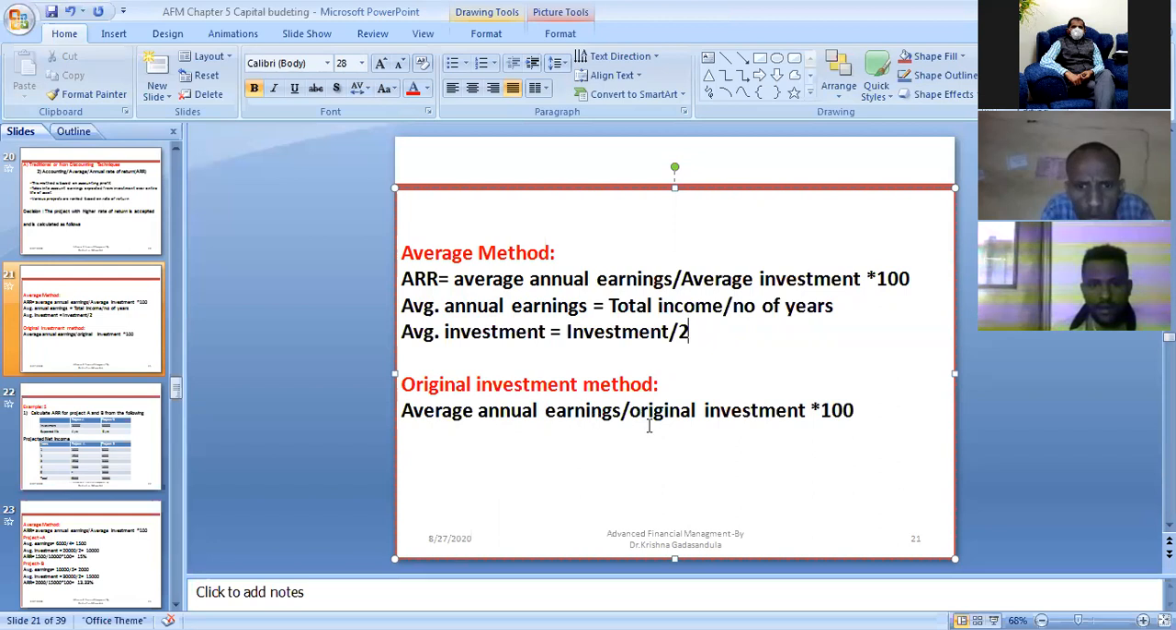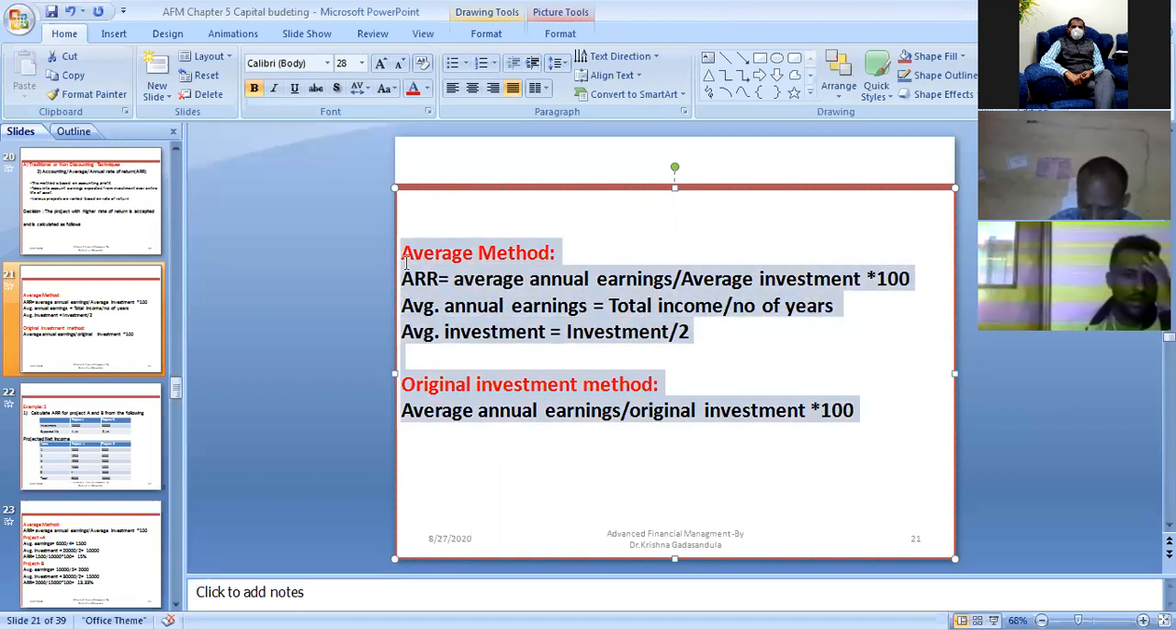The original investment method is not required, just follow this formula. That's enough. Another formula is also there: you can take average annual earnings by original investment instead of average investment. But most of the time it is better, for accurate calculation, that when you are averaging the annual earnings, the investment must also be averaged. So both ways you can calculate; both ways are correct.